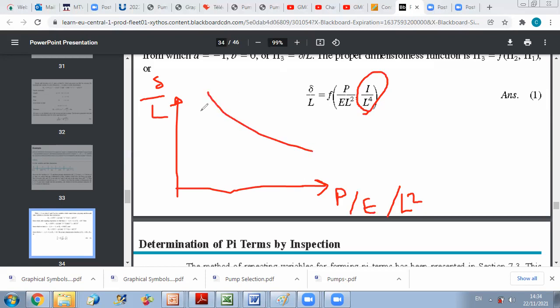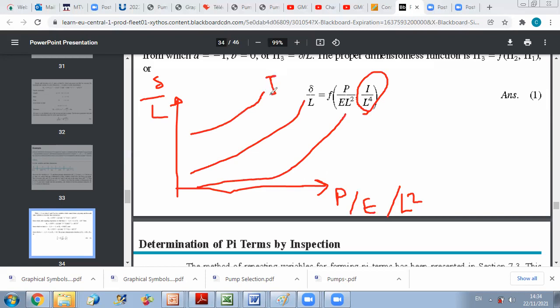So I will end up with different curves. And for each curve, I have a certain value of I over L4. So this will be the form of my experimental chart provided. And then anyone who has an experiment on a beam, whatever is the size of this beam, the elasticity coefficient, he can use this general chart by using the dimensionless groups.